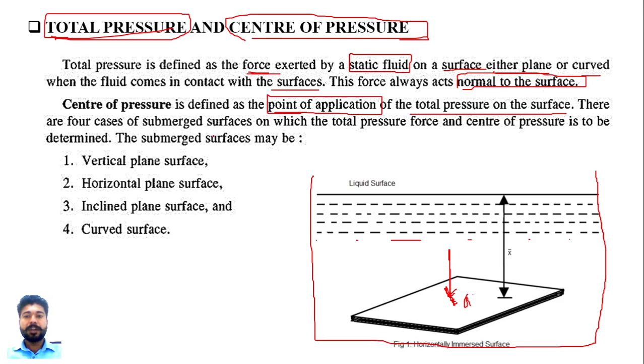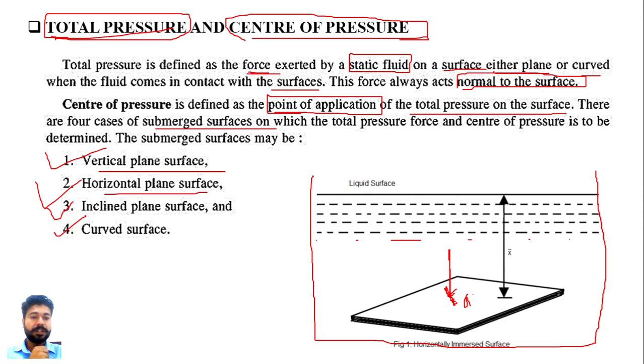There are mainly four cases of submerged surfaces for which the total force and the center of pressure are to be determined. These surfaces are: first, the vertical plane surface; second, the horizontal plane surface, as you can see in this figure, which is an example of a horizontal plane surface; third, the inclined surface; and fourth, the curved surface. Throughout this chapter we will cover all these four surfaces with their examples.